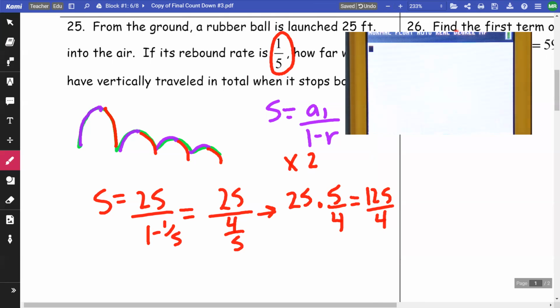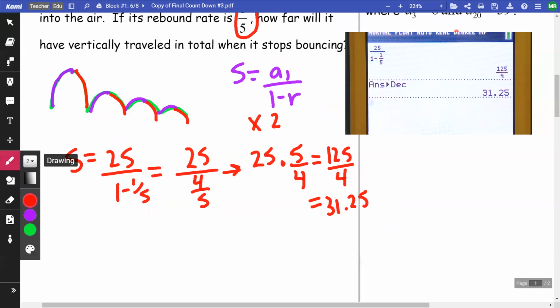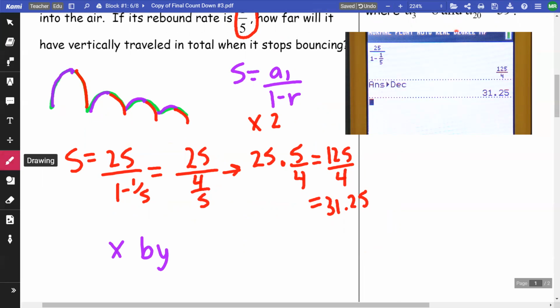And let me just put it in my calculator. So again, you could put it straight in your calculator: 25 over 1 minus 1/5. And I end up with 125 over 4. If I want it as a decimal, it is going to be 31.25. But remember, I have to double my answer. Okay, so I need a times by 2. And so when I times this by 2, I get 62.5.